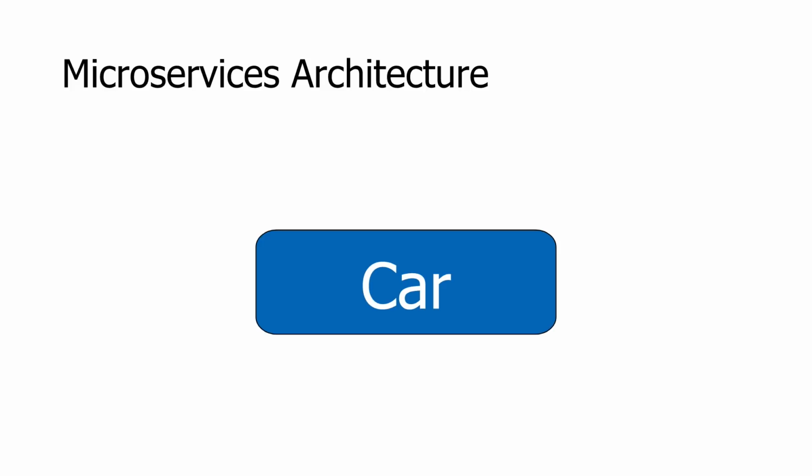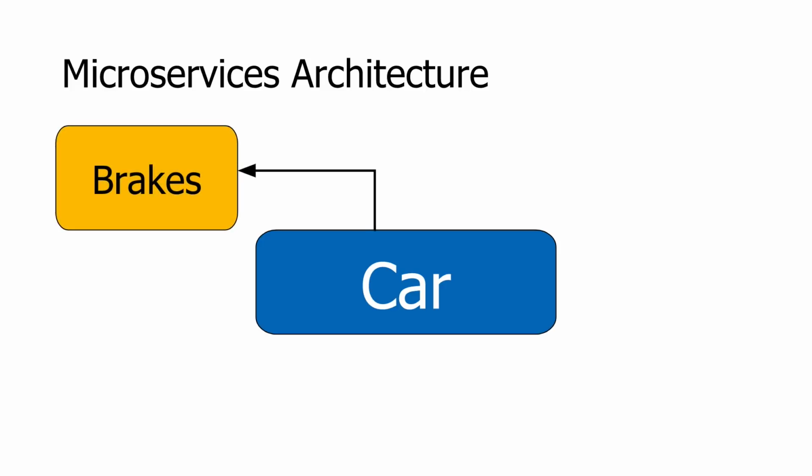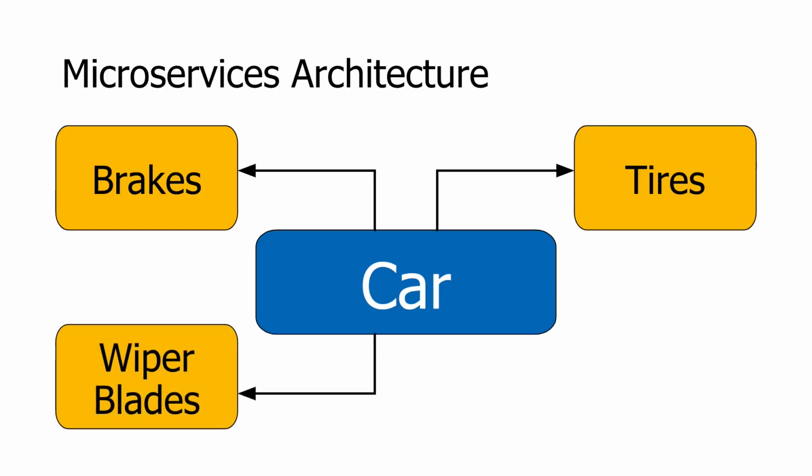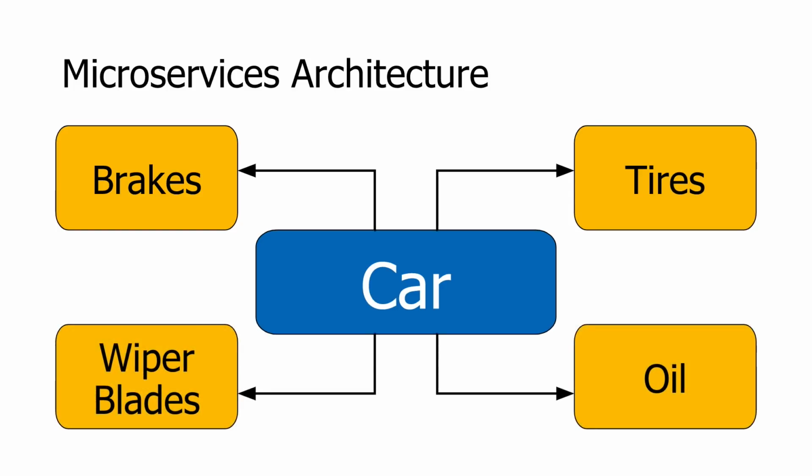That'd be bad. Luckily, we don't have that. Now, I would argue today's cars are a heck of a lot harder to maintain than what we used to have. But the idea is that we can replace individual parts of that car, and the brakes are kind of independent from everything. The tires, the wiper blades, the whatever else you have in the car. And that's kind of the idea with microservices.